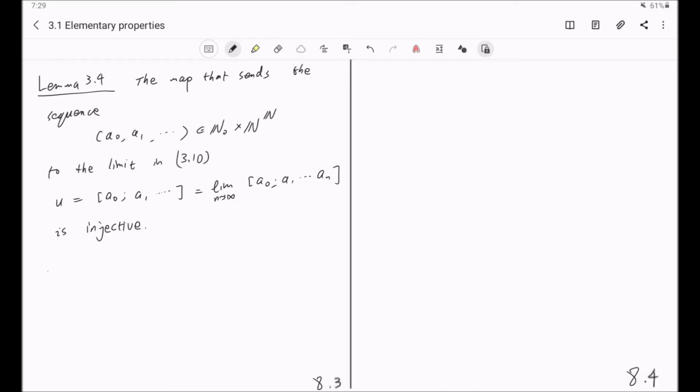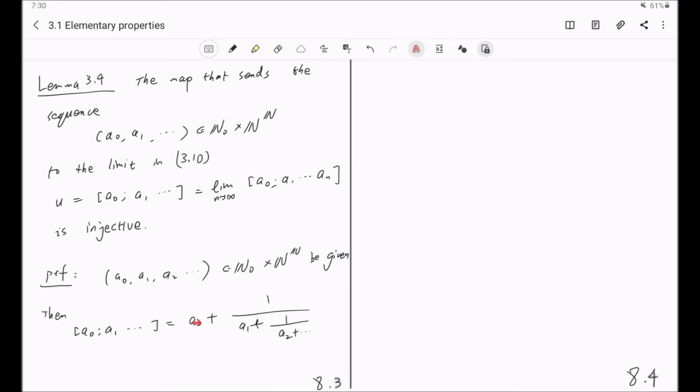Now we prove this. The proof is not hard. So first we let this infinite vector a0, a1, a2 be in here as given. Then you know this limit, this infinite continued fraction, we know this converges, and this is clearly positive because a0 is non-negative and those a1, a2 are all positive.